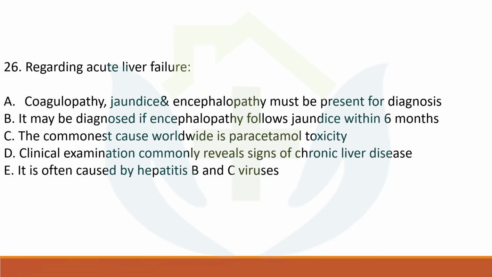Okay. Let's see what this is. Regarding acute liver failure. Okay. Coagulopathy, jaundice, and encephalopathy must be present for diagnosis. It may be diagnosed if encephalopathy follows jaundice within 6 months. And the commonest cause worldwide is paracetamol toxicity. Clinical examination commonly reveals the signs of chronic liver disease. It is often caused by B and C viruses.